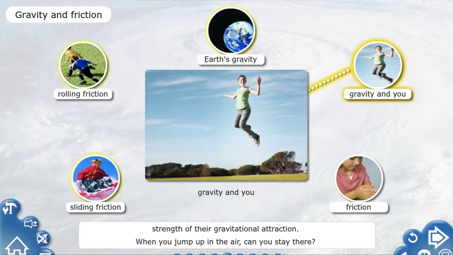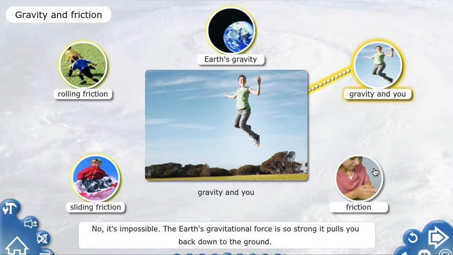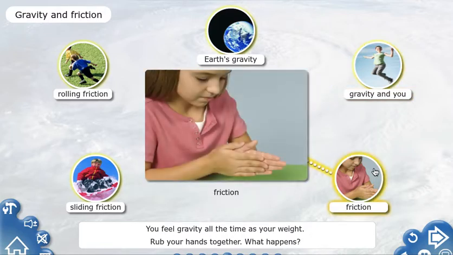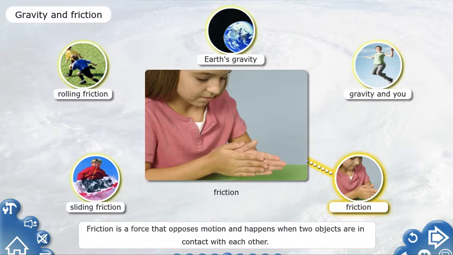When you jump up in the air, can you stay there? No, it's impossible. The Earth's gravitational force is so strong it pulls you back down to the ground. You feel gravity all the time as your weight. Rub your hands together. What happens? Friction causes your hands to heat up. Friction is a force that opposes motion and happens when two objects are in contact with each other.